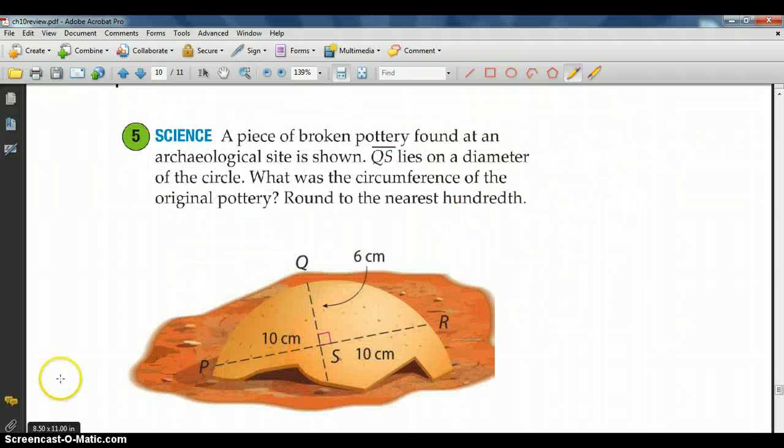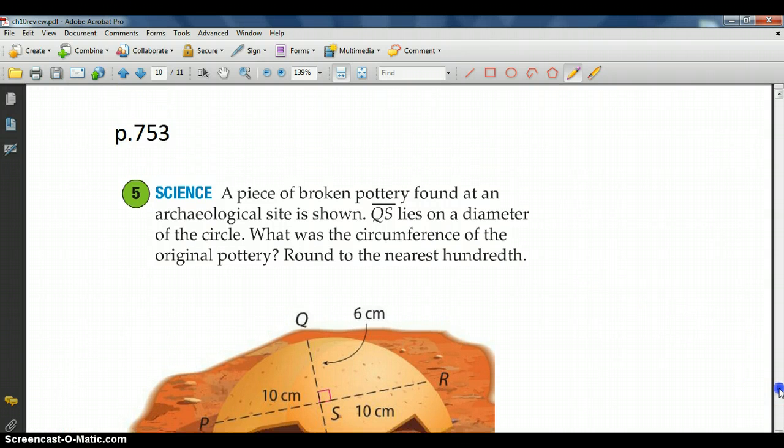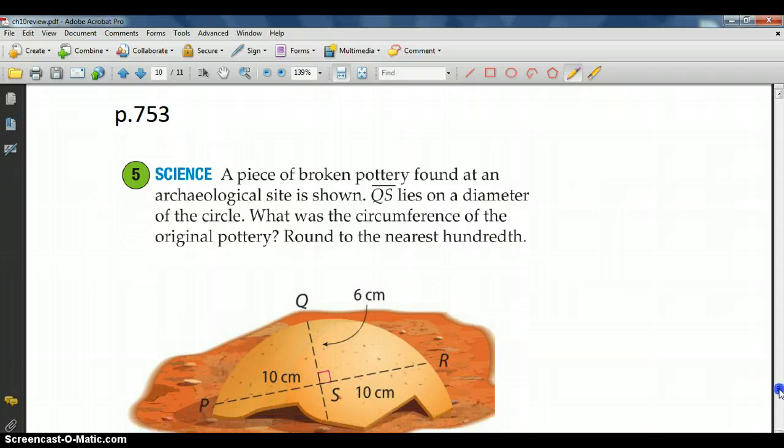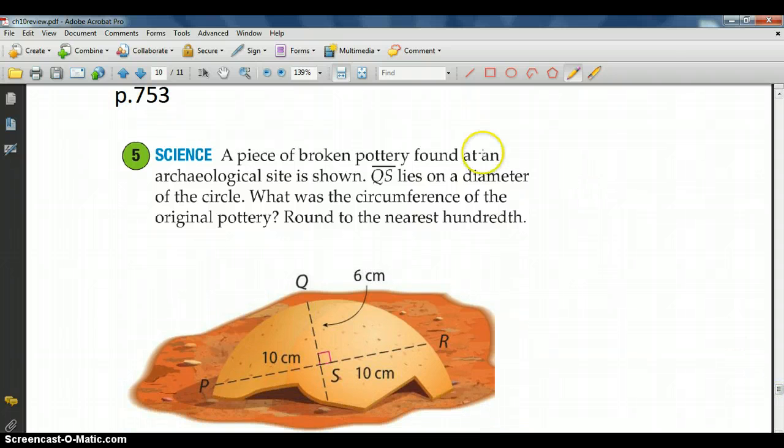A piece of broken pottery found in an archaeological site is shown. QS lies on a diameter of the circle. What was the circumference of the original pottery? Round to the nearest hundredth. And this is actually from page 753. So from page 753, number 5, and this will be the last problem of the review.